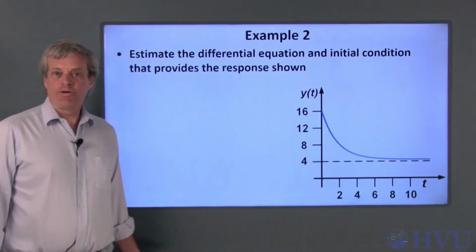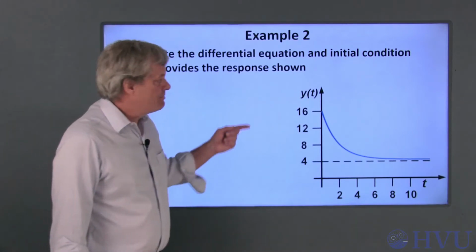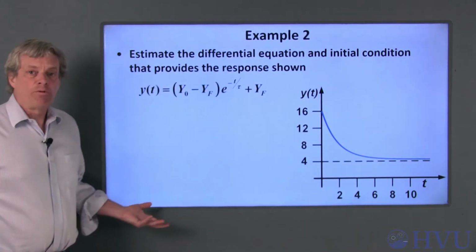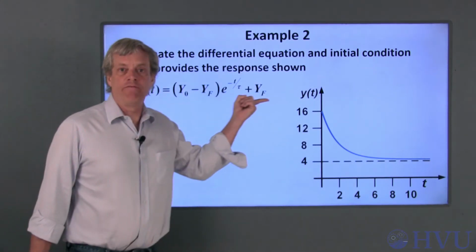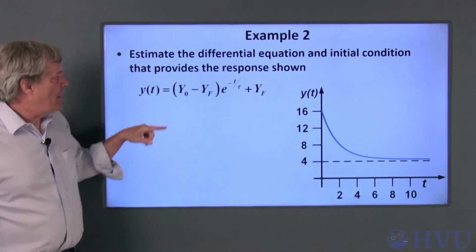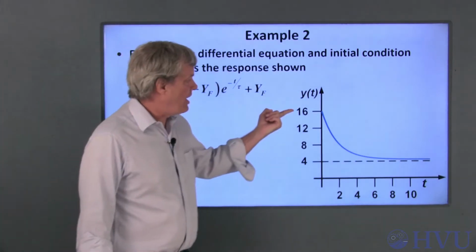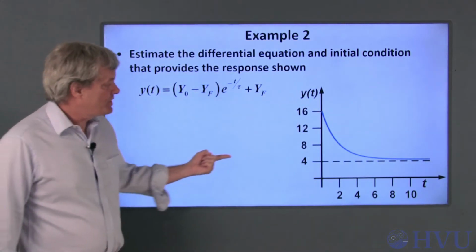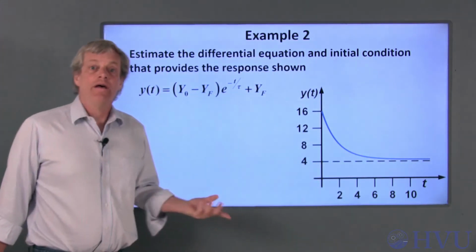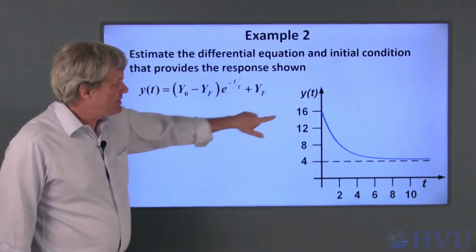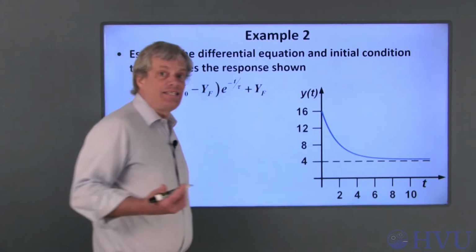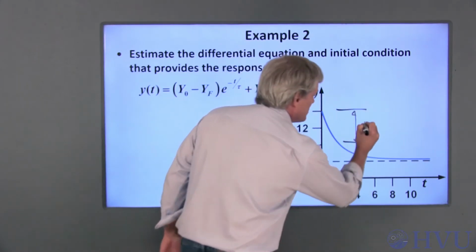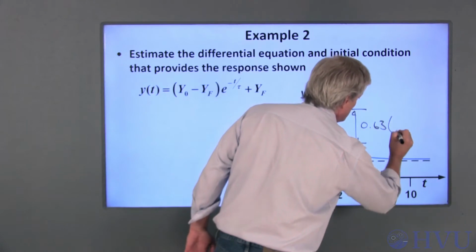Now let's estimate a differential equation from a plot of its solution. This is the measured response of a first-order system to a constant input. We know from our previous derivation that this is the form of the functions shown graphically. The initial value, y0, is the initial condition of y at t equals 0, which is 16. The final value, yf, is the value of the function as t goes to infinity, which is 4. The total change in the value of the function is 16 minus 4, or 12. 63.2% of 12 is about 8, so this distance is 0.63 times 12.